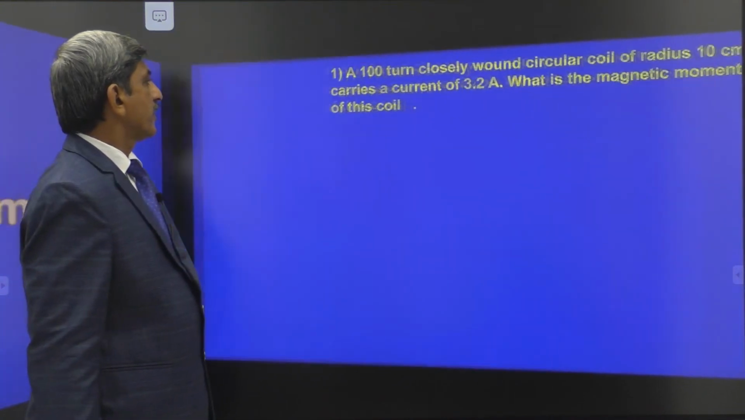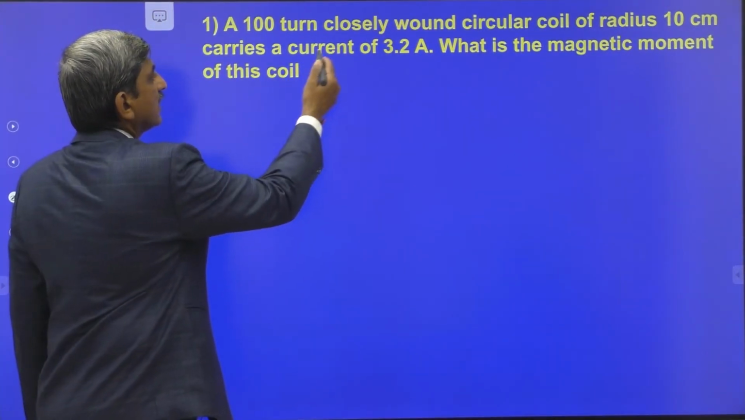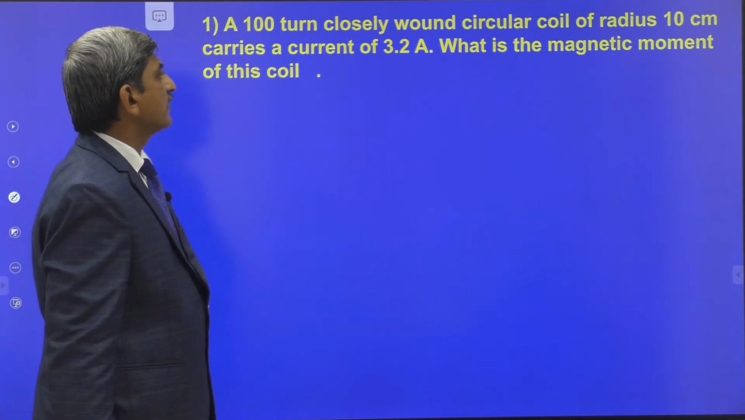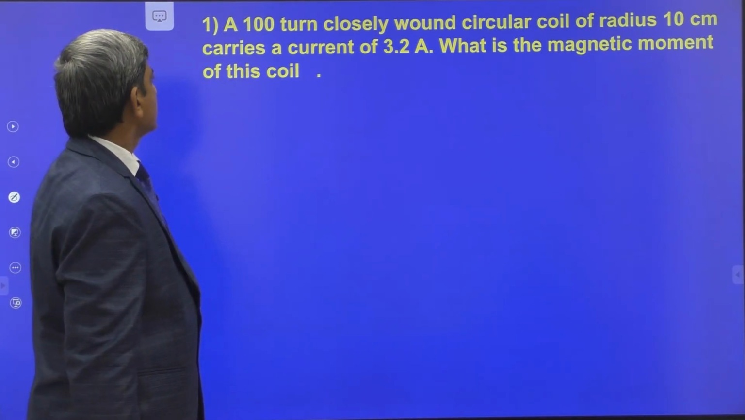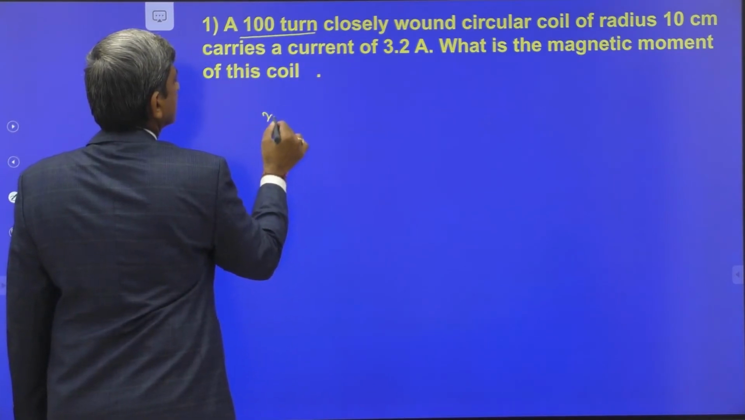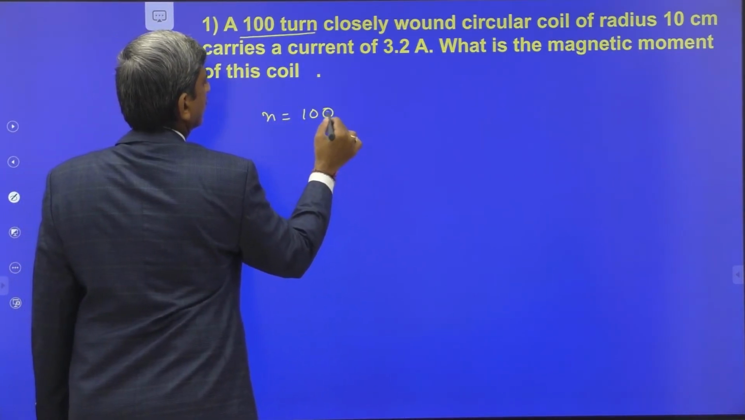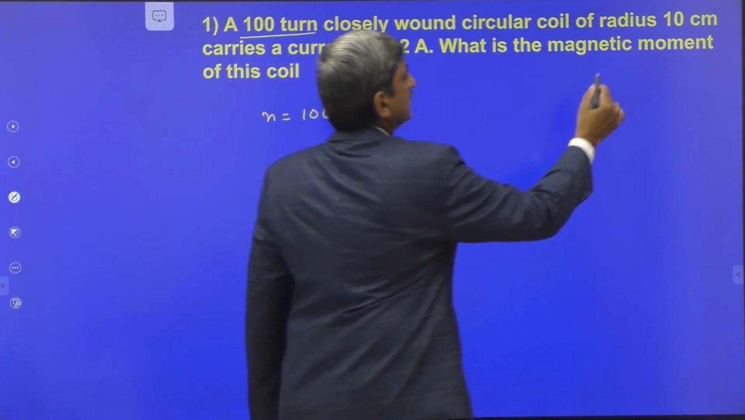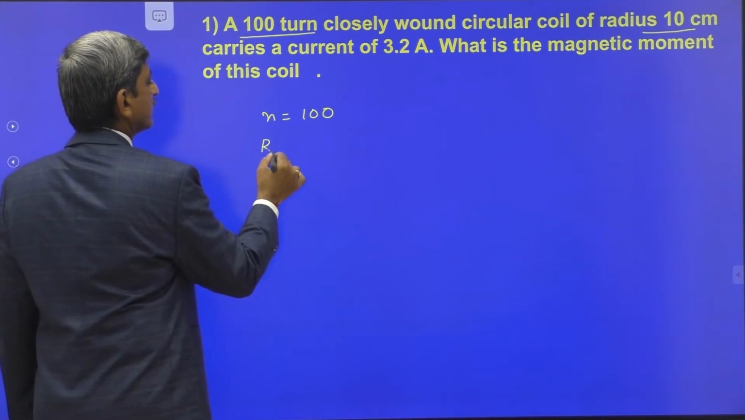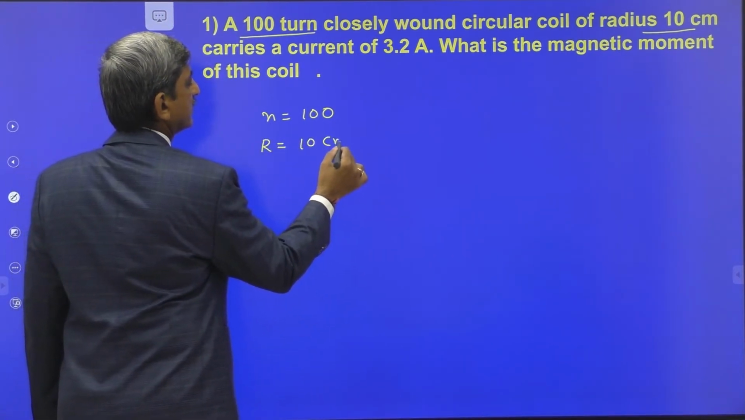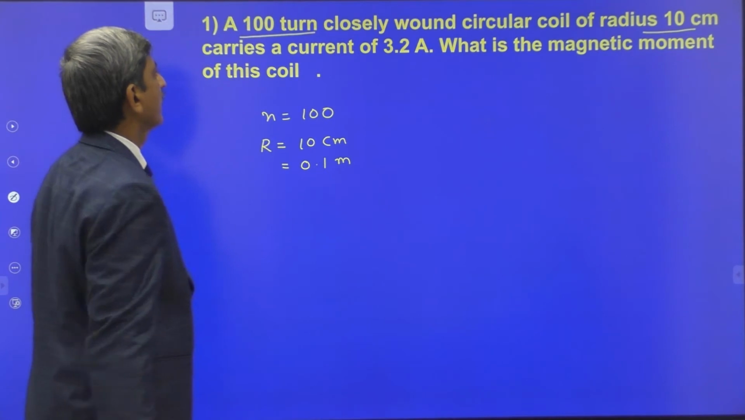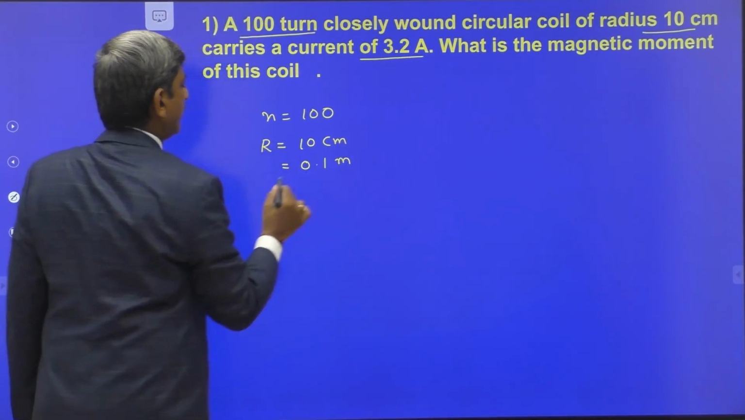See the first problem. A 100-turn closely wound circular coil of radius 10 centimeter carries a current of 3.2 amperes. What is the magnetic moment of this coil? Here, the coil has 100 turns and it has a radius of 10 centimeters. That's why the radius of the coil R is equal to 10 centimeters, which is equal to 0.1 meters, and it carries a current of 3.2 amperes.